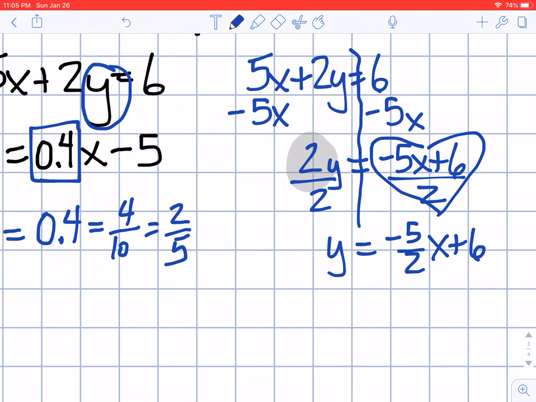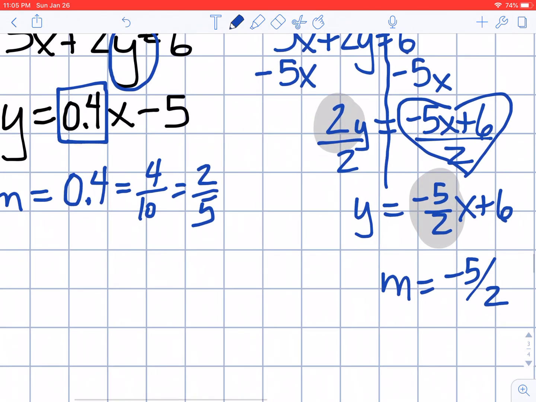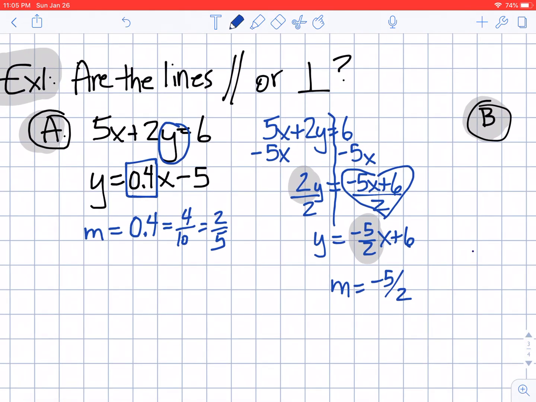And now, yes, we can spot the slope. There it is. Okay, so the slope is -5/2. And if we look at our previous slope, we had a slope of 2/5. So if I look at these and I ask myself, are they the same? No. Are they opposite reciprocals? Yes. So these two lines are perpendicular lines.